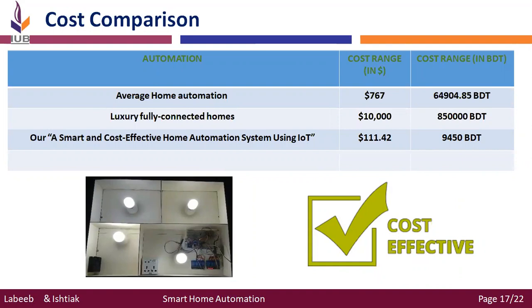So now I will talk about the cost comparison of the projects. In average home automation, the cost range is $767. If you convert to BDT, the price will be 64,904.85 BDT. In luxury fully connected homes, $10,000 is used, which is nothing but 8,50,000 BDT. And in our cost-effective home automation, the cost range in dollars is 111.42, which is 9,450 BDT.